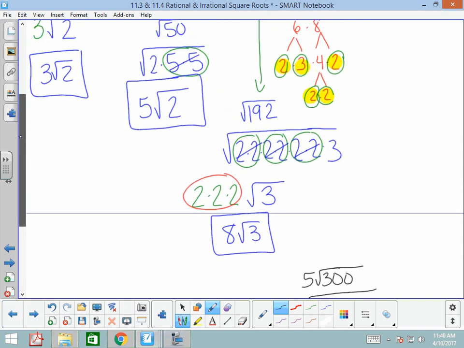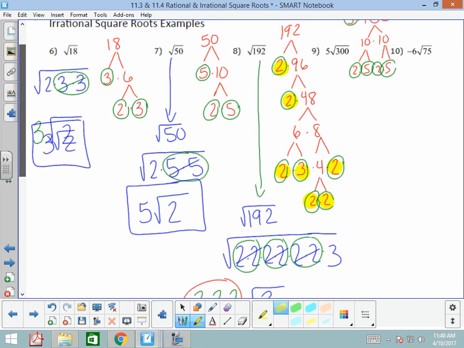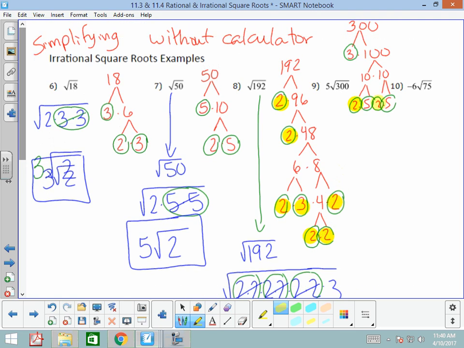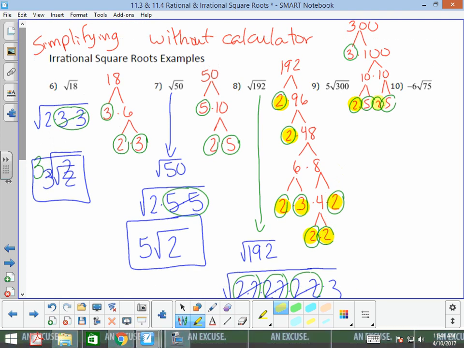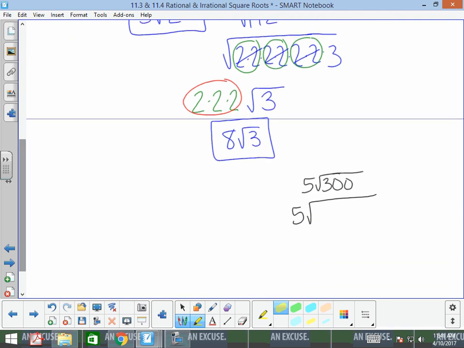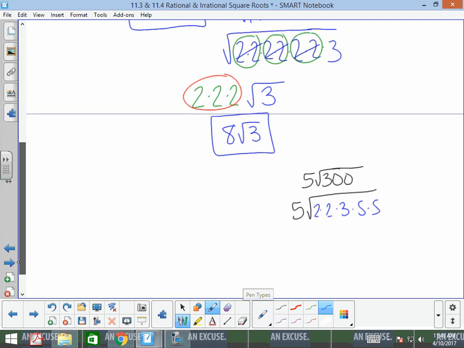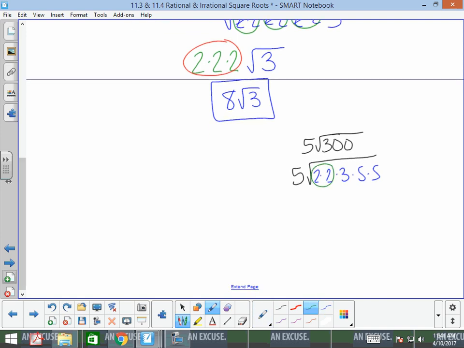times, all right, so 300, what do we have inside? What do we have circled? We have 2 2s, a 3, and 2 5s. Okay, so let's look for our twins. We have this 2 has a twin, and this 5 has a twin.